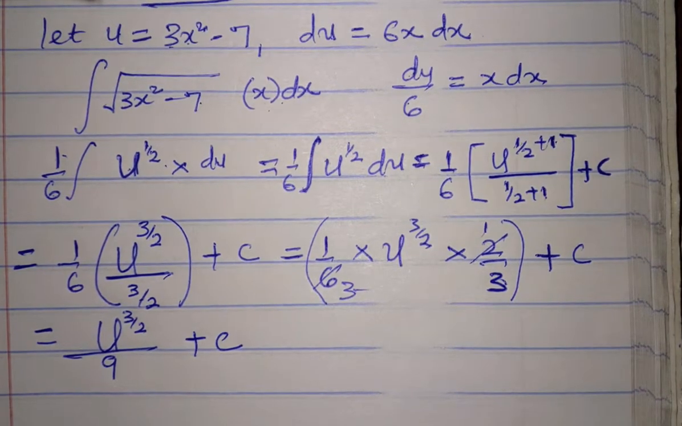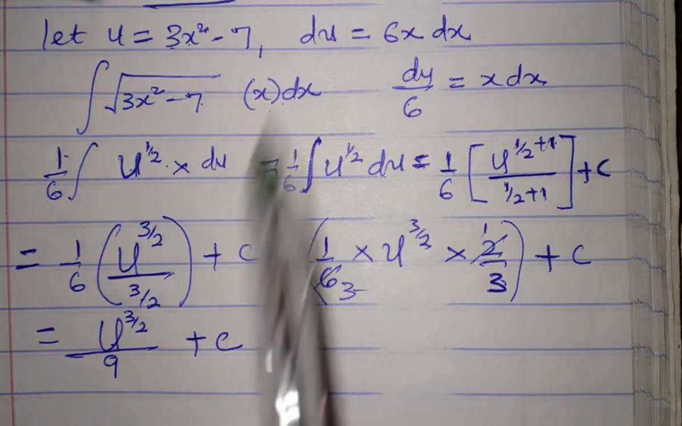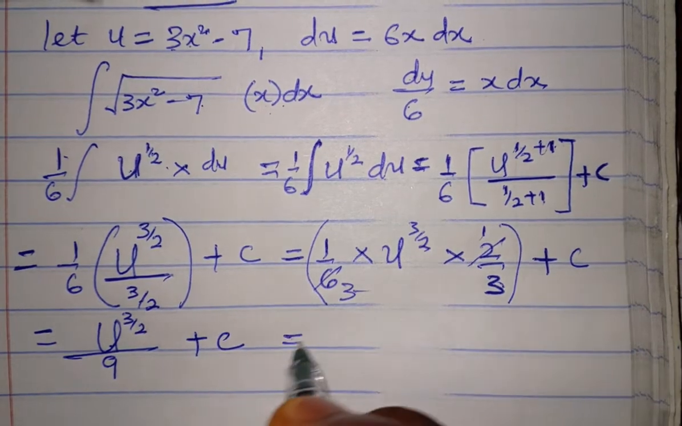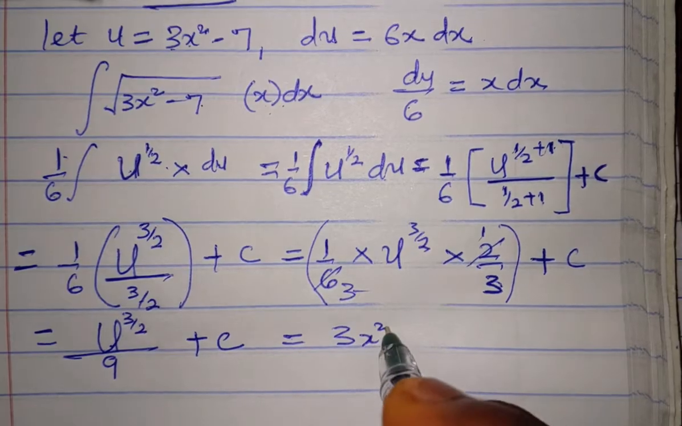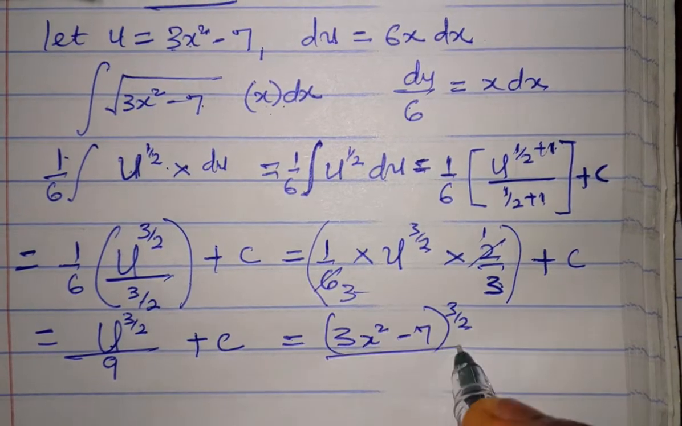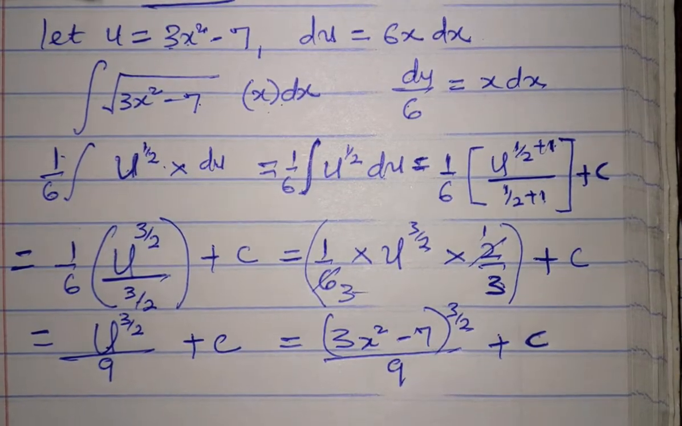Now we will make back the substitution. Remember we said let u be equal to what? 3x squared minus 7. So we are going to make that substitution back. This is now equal to 3x squared minus 7 to the power of 3 over 2 all over 9 plus c. This is the integral.